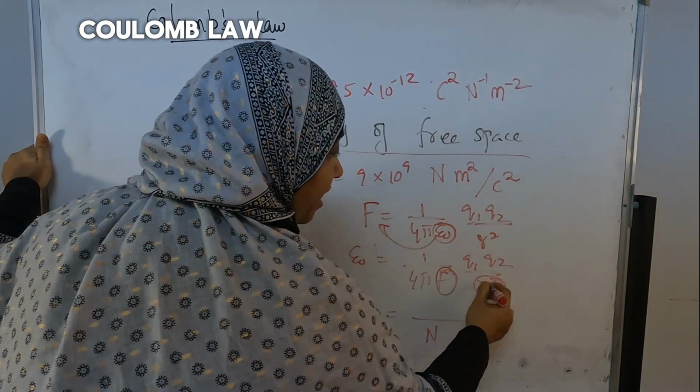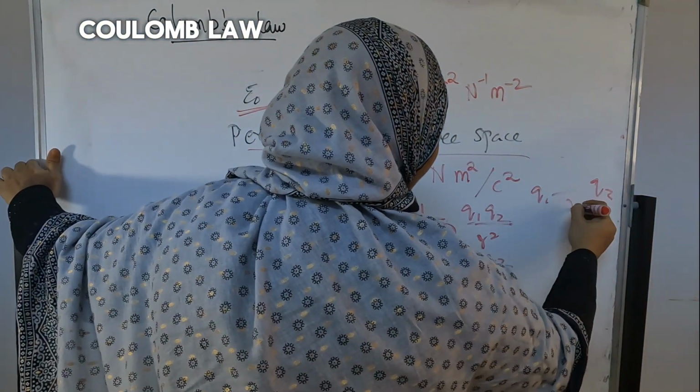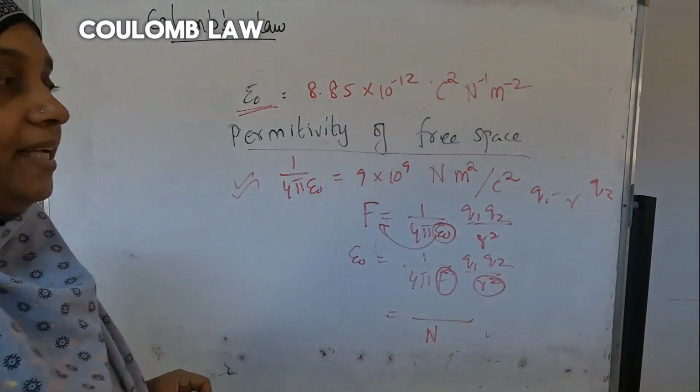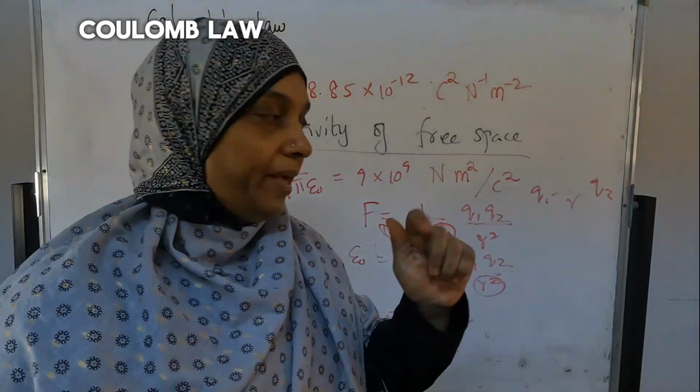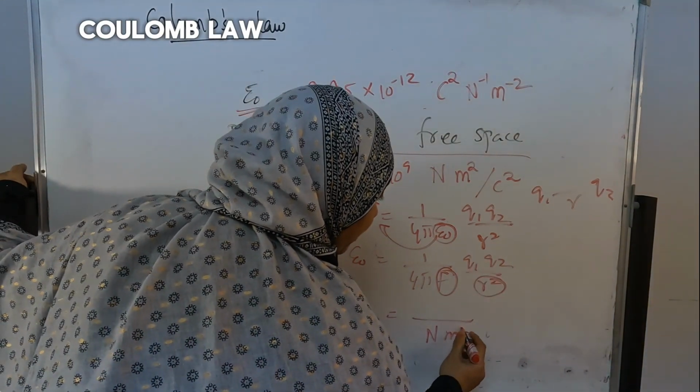And what is R square? R means the distance between the two charges. We always represent the distance in meters. So how much? 2 meters. So meter square.